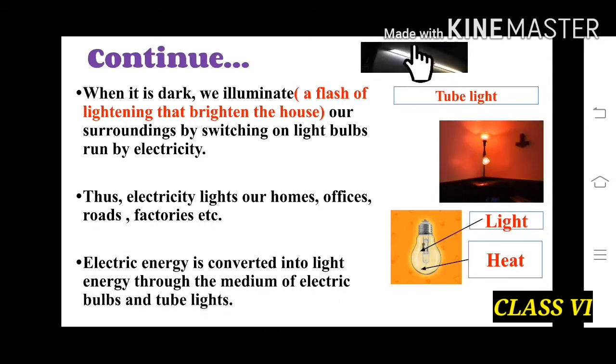So, in this picture, we can see that in a house we need light. So, it is in the form of tube light. At night time, we need a night lamp, and another is a bulb. A bulb produces both light and heat energy.